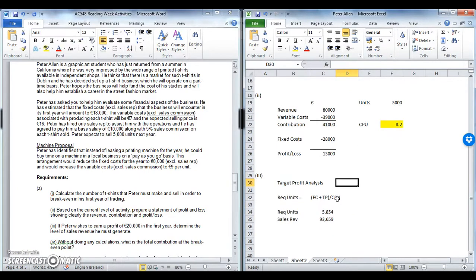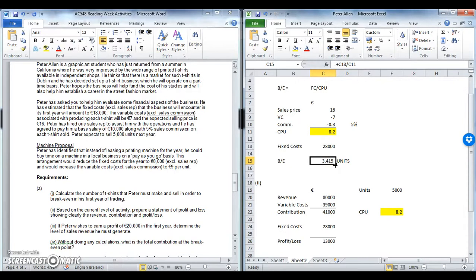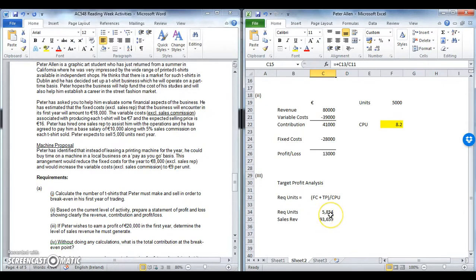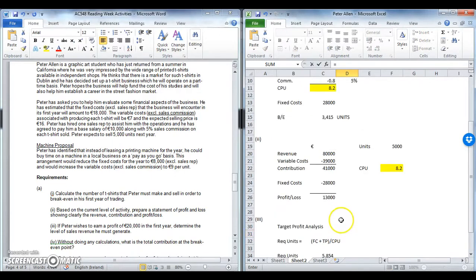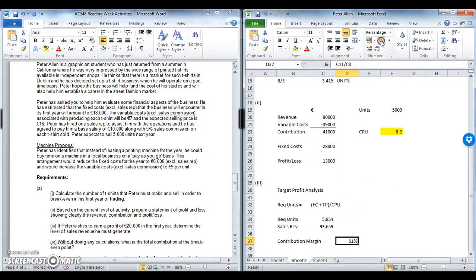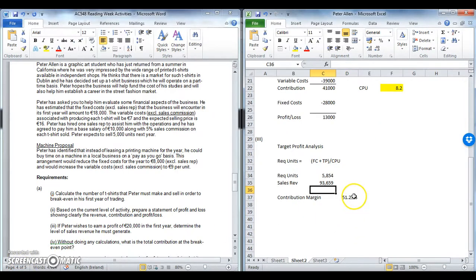Okay, so again, what you're seeing here is to break even, you need to sell 3,400. However, to make a 20 grand profit, you need to sell an additional 2,400 to get you up to 5,800 units. The alternative way you could go about this is to figure out the contribution margin. So your contribution margin here is equal to the contribution over sales price. That will give you 51.25%.